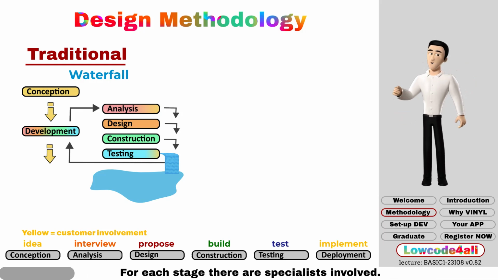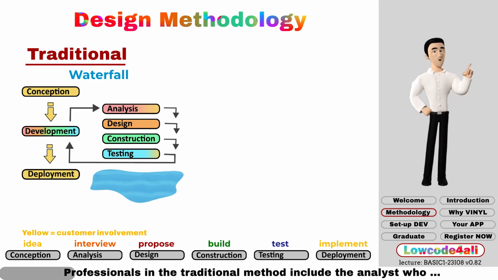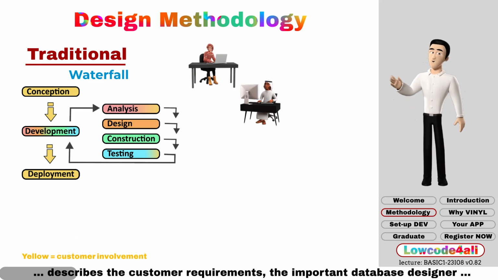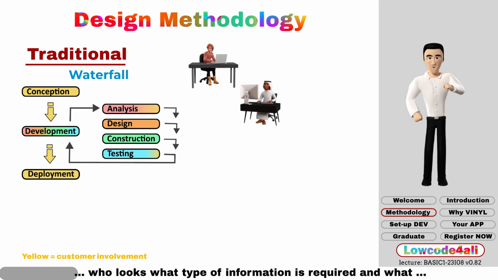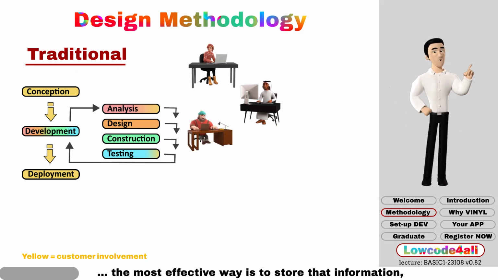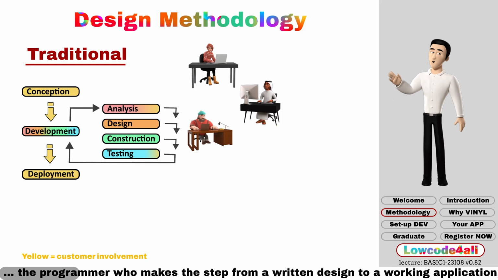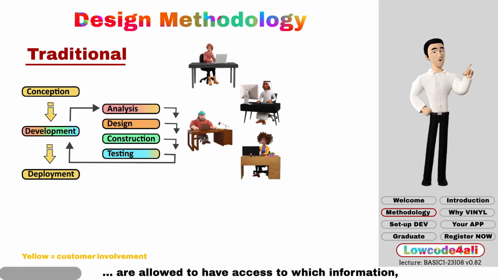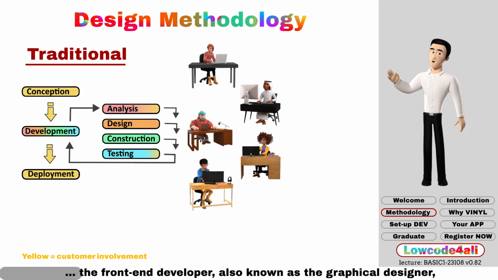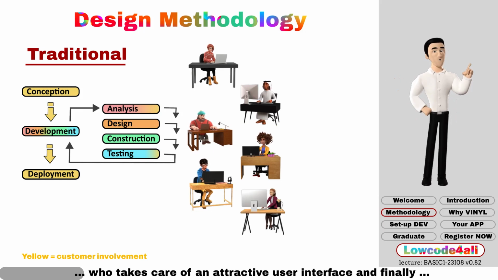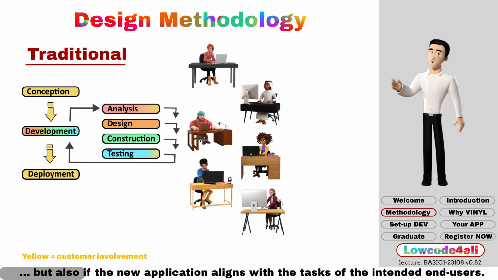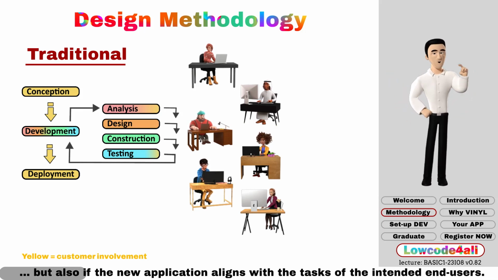For each stage there are specialists involved. Professionals in the traditional method include the analyst who describes the customer requirements, the important database designer who looks at what type of information is required and what the most effective way is to store that information, the programmer who makes the step from a written design to a working application, the security developer who looks at which roles or which people are allowed to have access to which information, the front-end developer, also known as the graphical designer, who takes care of an attractive user interface, and finally the application testers who not only check if the data is correctly processed, but also if the new application aligns with the tasks of the intended end users.